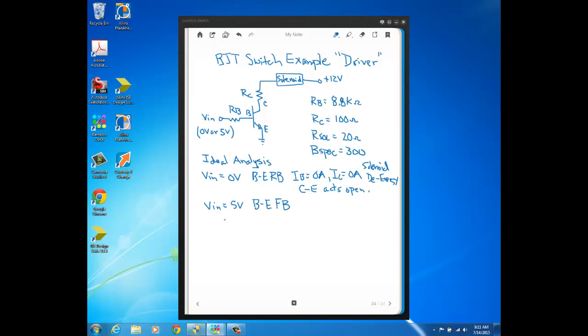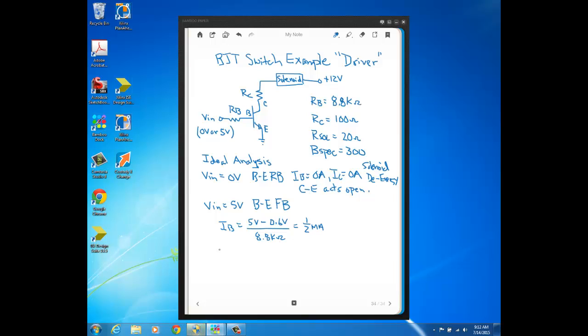Alright, now when V-in is the other amount which forward biases the base to emitter, now you do have a base current, and that base current is just going to be the V-in amount, 5 volts, minus the voltage drop base to emitter, which we're going to assume the transistor is silicon, so minus the 0.6 volts, and then divided by the RB value, which is 8.8K ohms. So this comes out to 4.4 volts divided by 8.8K ohms, which is half a milliamp.